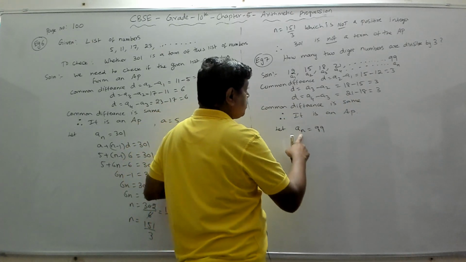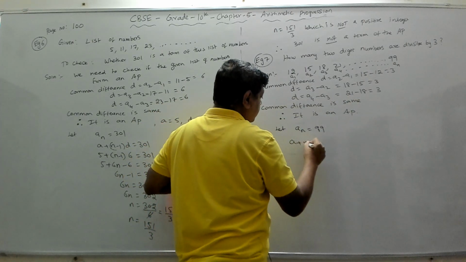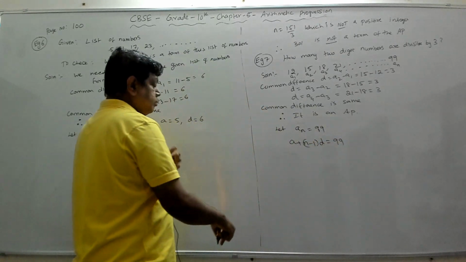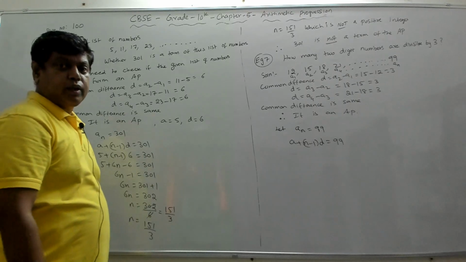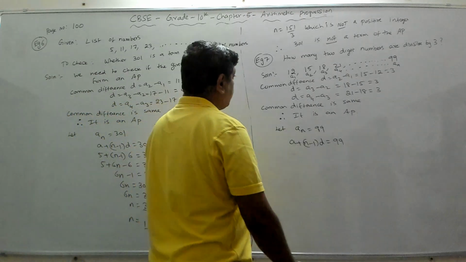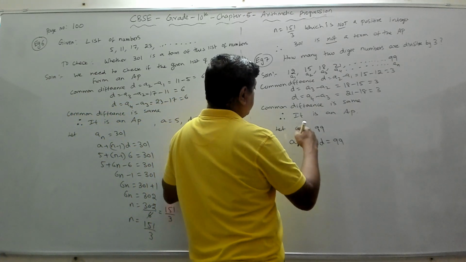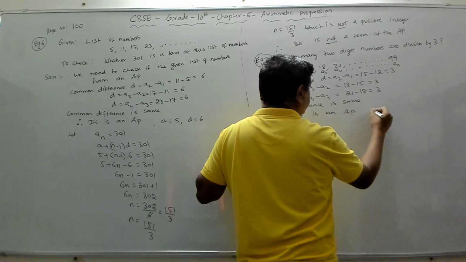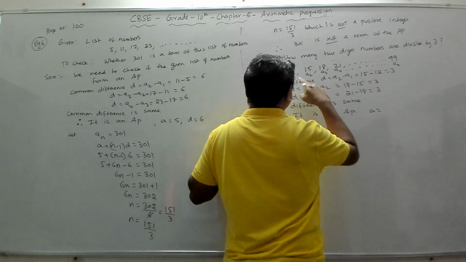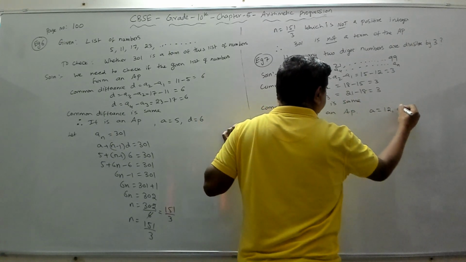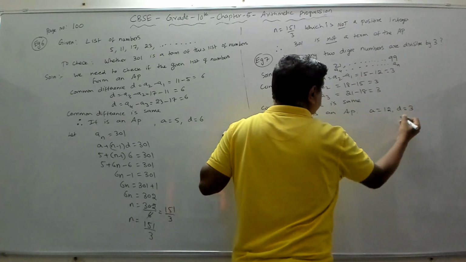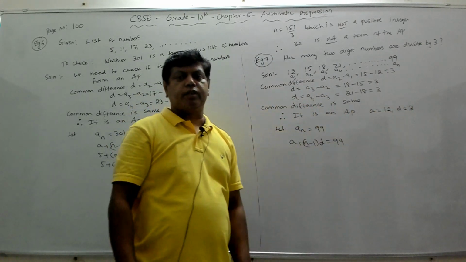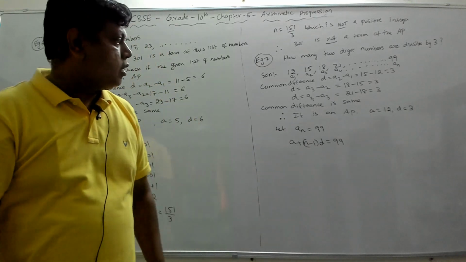Now, what is the AN formula? A plus n minus 1 into D, that is 99. Now what is A? A is the first term. In this AP, A is 12, the first term, and D is the common difference, 3. So whenever you say something is an AP, it's always better to write the first term and the common difference.